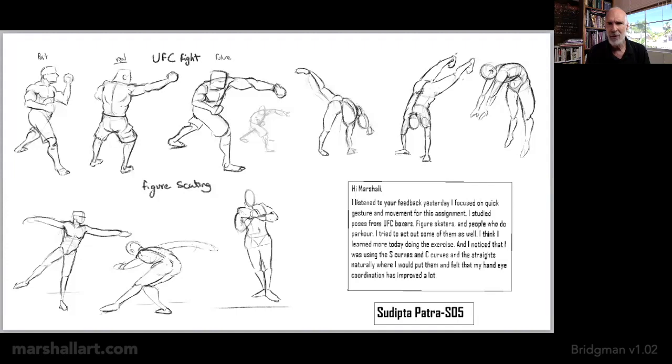Sudipta, I listened to your feedback yesterday. I focused on quick gesture and movement for this assignment. I studied poses from UFC boxers, figure skaters, and people who do, I don't know what that is. Parkour. I tried to act out some of them as well, but I noticed I was using the S curves and C curves and the straights naturally where I put them and felt my eye-hand coordination has improved a lot.